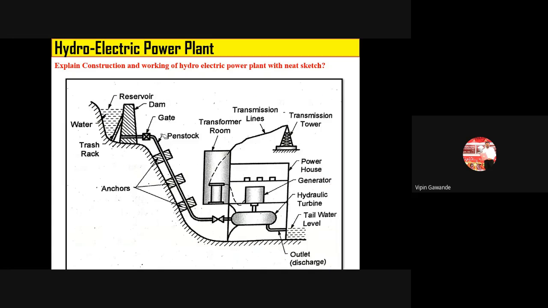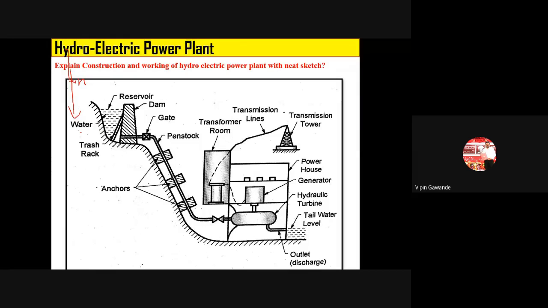Now the next power plant is the hydroelectric power plant. What does hydro mean? Hydro means water. So water is used for the conversion in the electric power plant. Now we don't have the heat, so we are using other forms of energy sources.